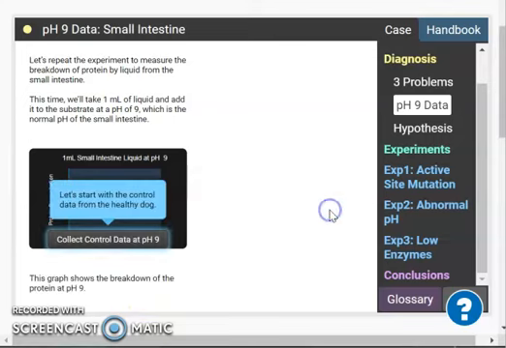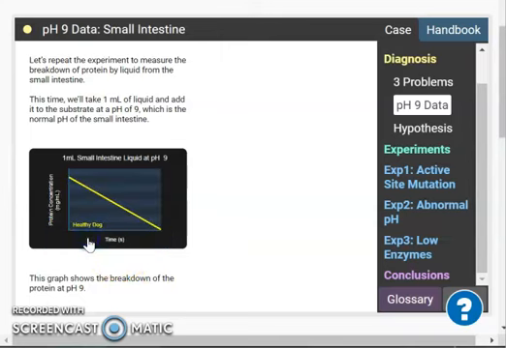The graph will show the breakdown of the protein. Let's start with the control data from the healthy dog. Here's our healthy dog's line, and let's collect Claire's data. Here's Claire's line. So both Claire's and the healthy dog's liquids were placed in a pH of 9, so they should have had the same pH, and here Claire is still having lower function.